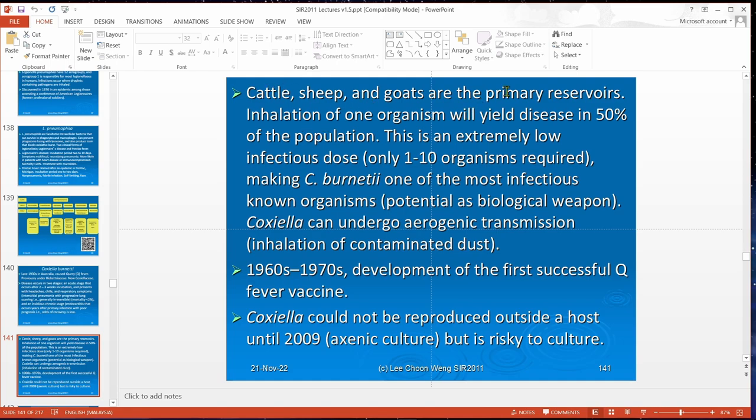The primary reservoirs are cattle, sheep, and goats, and the inhalation of one organism usually yields disease half the time. This is an extremely low infectious dose, only 1 to 10 organisms required, making Coxiella burnetii one of the most infectious known organisms, and it has potential as a biological weapon. Coxiella can also undergo aerogenic transmission, that is, inhalation of contaminated dust. In the 1960s to 1970s, the first successful Q fever vaccine was developed. Although Coxiella can be cultured, it should not be cultured because it is too risky.